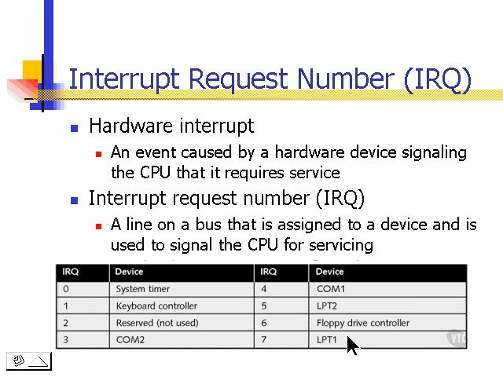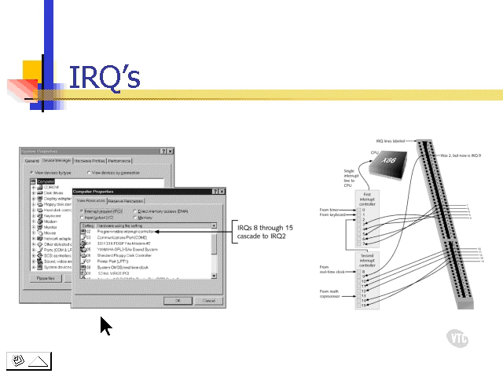Other IRQs that then cascade from IRQ 2 include IRQs 8 through 15. Of these, the IRQs that are most commonly available are IRQs 10 and 11. So you can see there's a lot of resources available to devices within the computer.